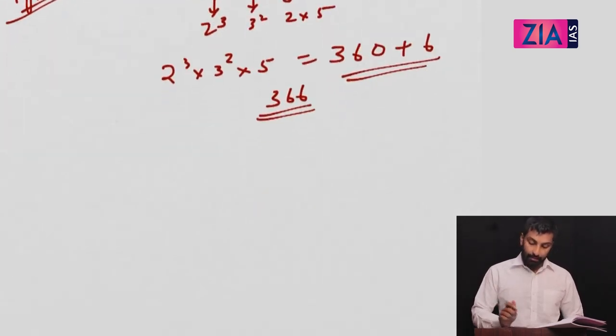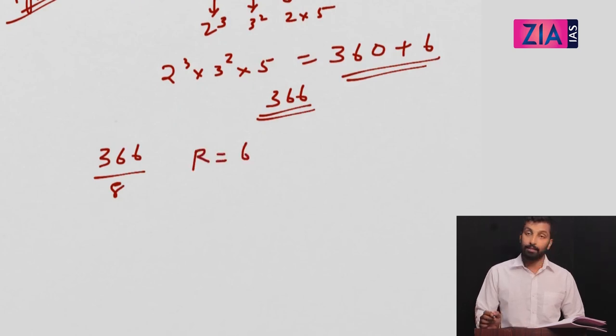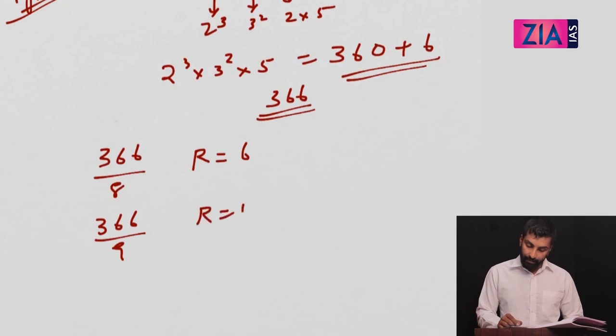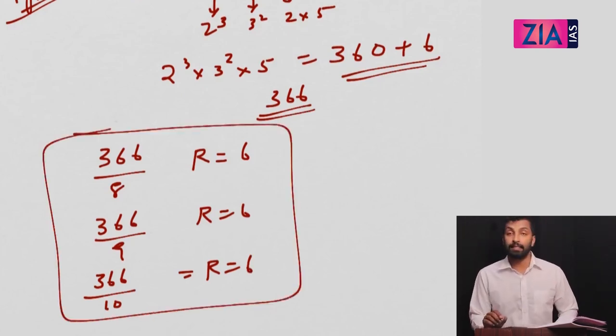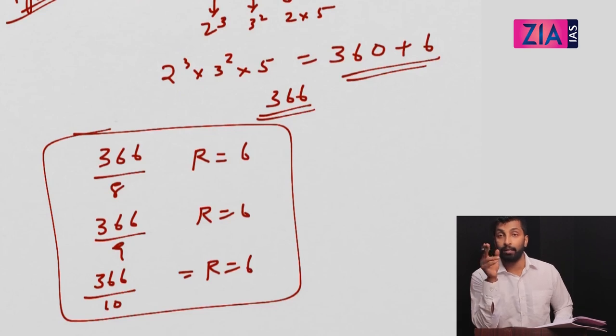So 366, that means 366 divided by 8, what is the remainder? You get 6. You can check it. 366 by 9 will give you remainder 6. 366 by 10 will also give you remainder 6. So is 366 the only number which will give you remainder 6 when divided by 8, 9, 10? No. 366 is the least number. What is the next number?